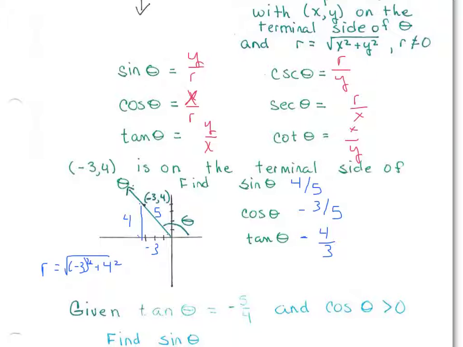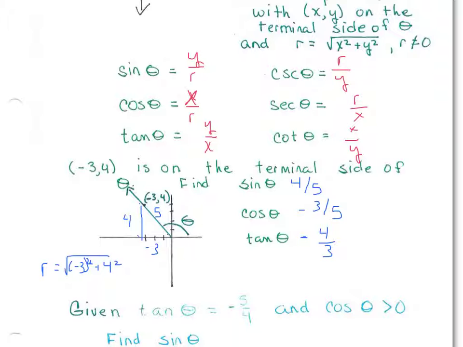So all you have to do in a case like this is figure out what r is. And r is always the square root of x squared plus y squared. And then if you know those first 3 basic trig functions, the sine is y over r, cosine x over r, and tangent y over x, then you can find all 6 of them. So not a whole lot different from anything that we've done before. Same ideas that we're incorporating here.